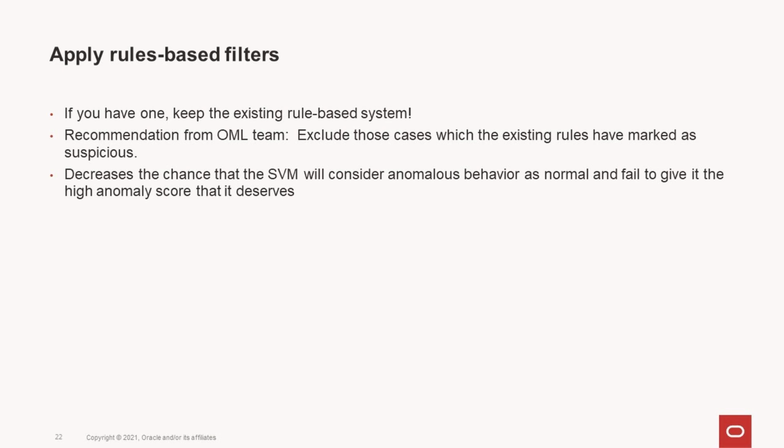What you want to do is use those rules to exclude cases that the rules are going to exclude anyway. And why do you want to do that? From the OML team, we understood that you don't want the SVM to consider the anomalous cases as normal. So you want to do your best to get a set that you're sure represents normal behavior. And if you have rules, well, why not use them? That's in fact what we did. That's actually what was on the flow chart I showed earlier, and that's why we do it.